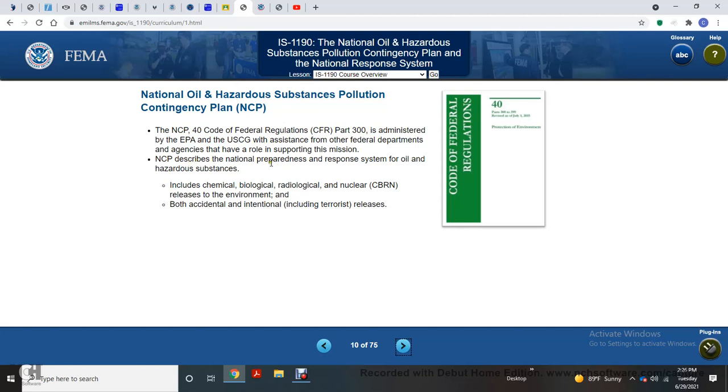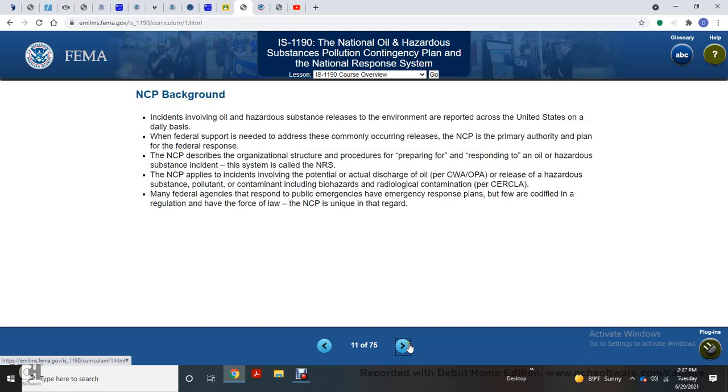The National Contingency Plan, described as the National Preparedness Response System for oil and hazardous substances, includes chemical, biological, radiological, nuclear, or CBRN release to the environment, both accidental and intentional, including terrorist release. And then showing the Code of Federal Regulations, Title 40, Part 300.